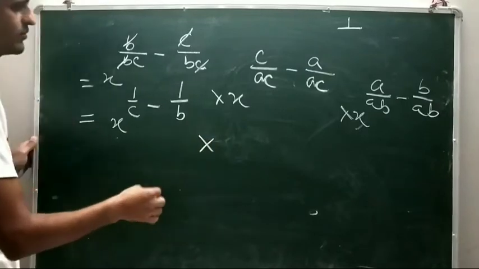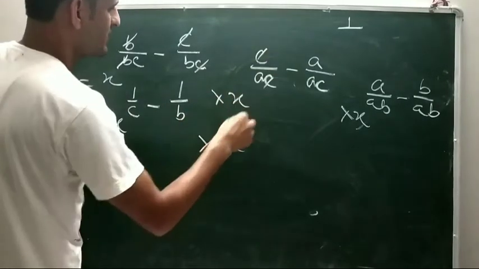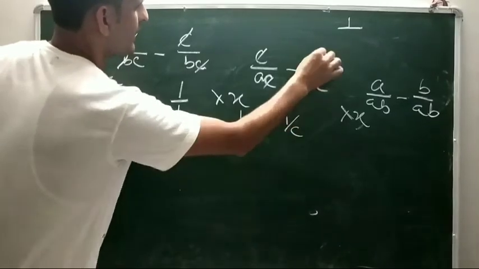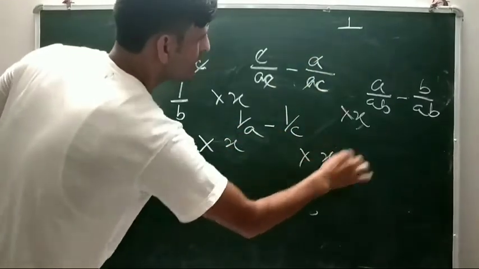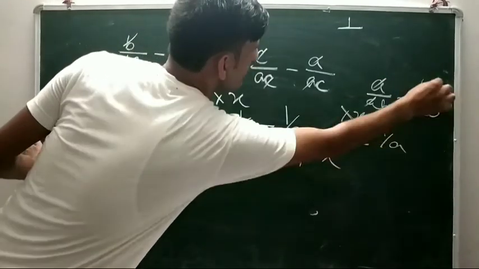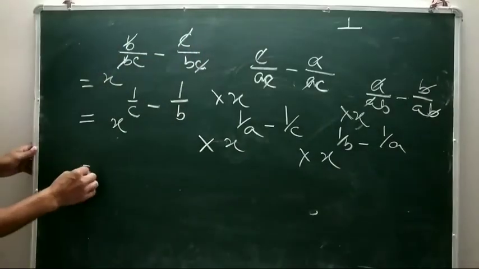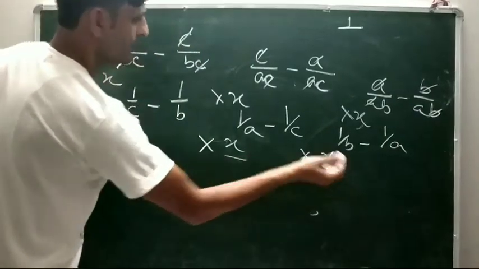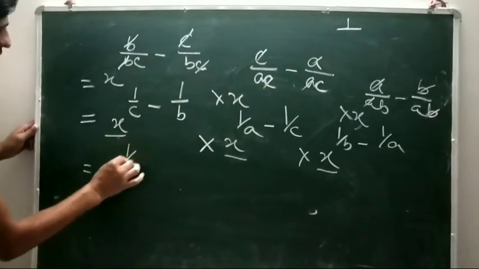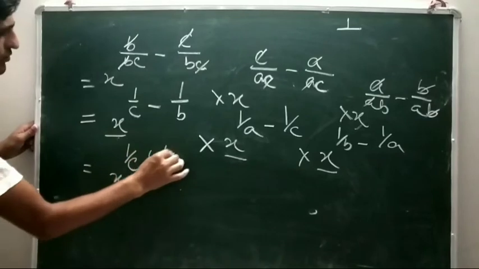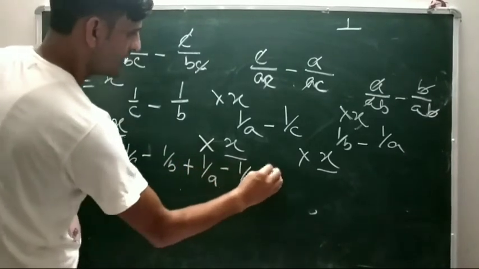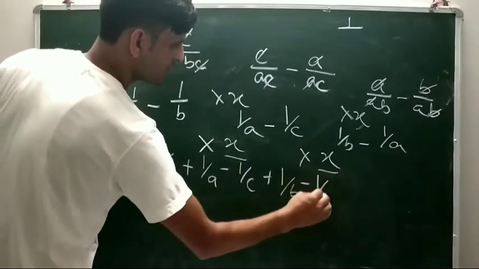Again in the same way we can write down x to the power C means 1 by A minus 1 by C, A cancels. Again here x to the power A, 1 by B minus 1 by A, here B cancels. Now students see, these are the bases. Same base, they are in multiplication. Powers should be added. So that means x to the power 1 by C minus 1 by B plus 1 by A minus 1 by C plus 1 by B minus 1 by A.